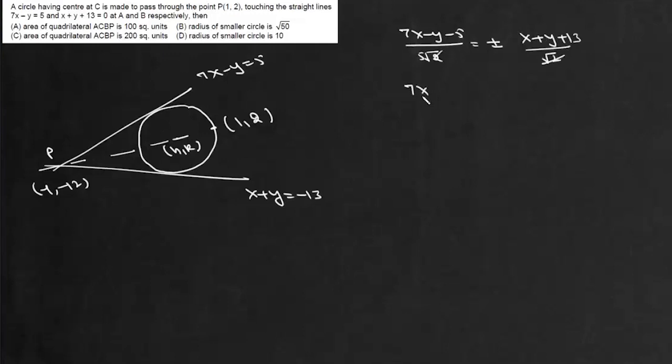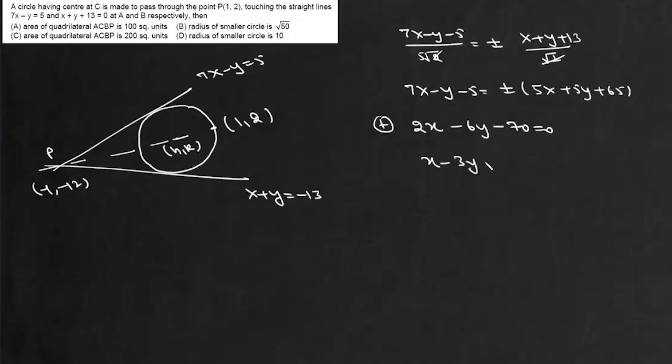Now this root 2 will cancel, so we'll get 7x minus y minus 5 equal to plus minus 5x plus 5y plus 65. If we take the plus sign, we'll get the equation 2x minus 6y minus 70 equals 0, which is x minus 3y equals 35. And if we take the minus sign, we'll get 12x plus 4y plus 60 equals 0, and that'll be 3x plus y plus 15 equals 0.